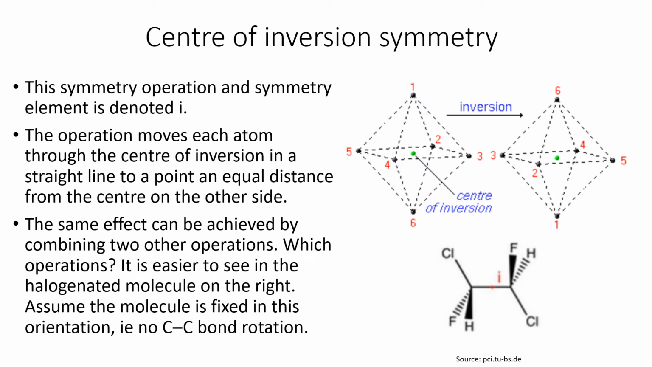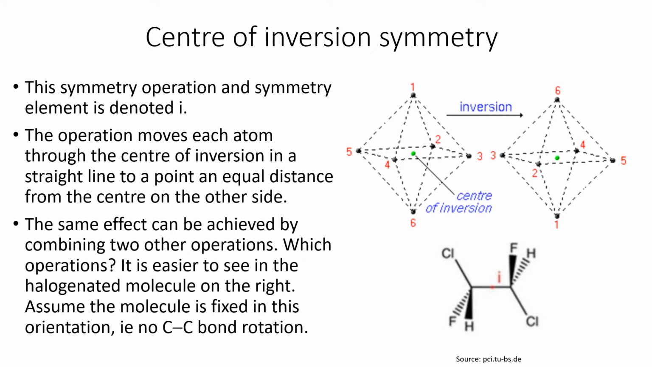And so in this molecule here, we're going to assume the molecule's absolutely just fixed. We're not going to think about bond rotation or anything. So assuming the molecule is fixed in this orientation, you can see here, for example, the chlorine atom on the top left. When you do the inversion operation, you can imagine a straight line going from chlorine to the dot there in the middle of the CC bond, out the other side, and it kind of reflects the chlorine through to the other side of the molecule. So you can see that it's the same with the F atoms and the H atoms. So the molecule has this centre of inversion symmetry.